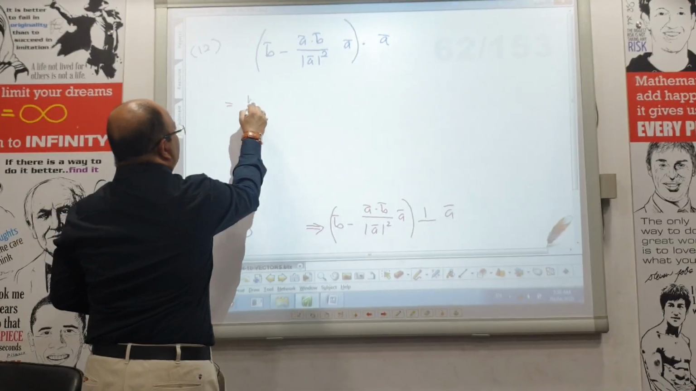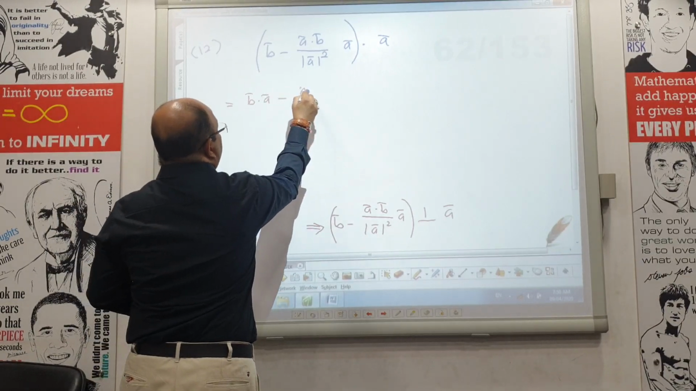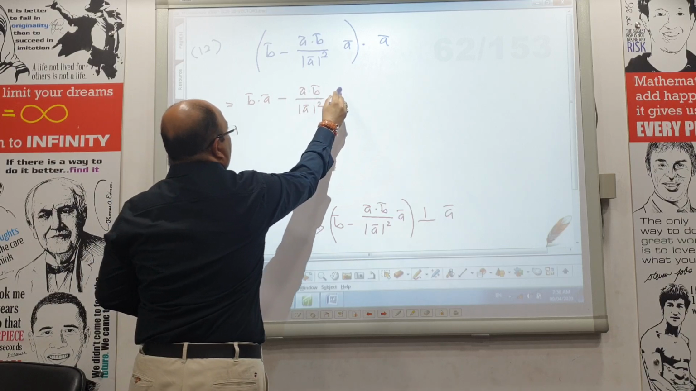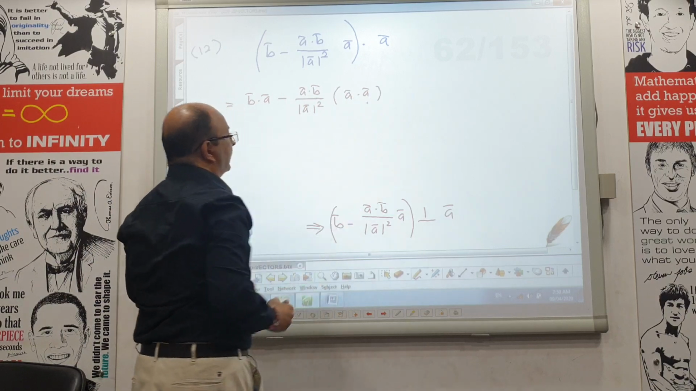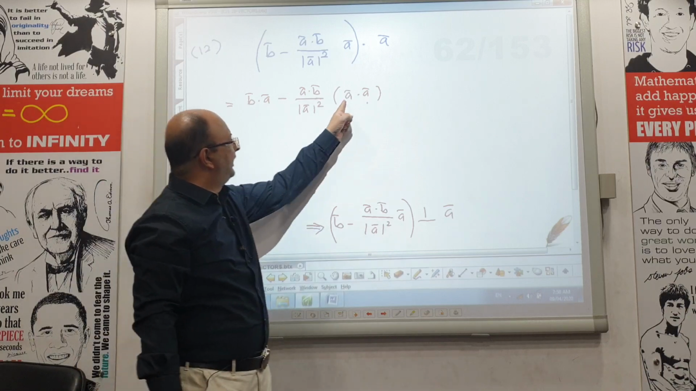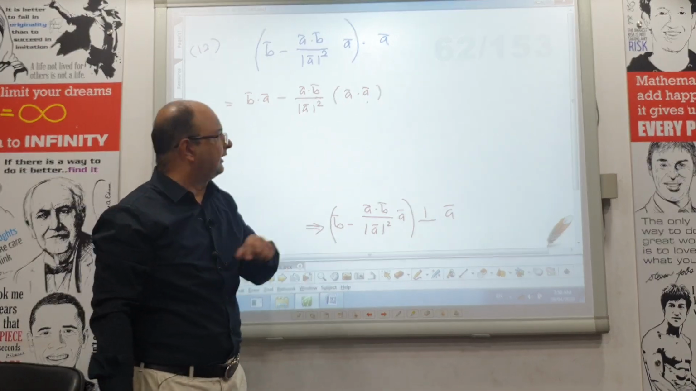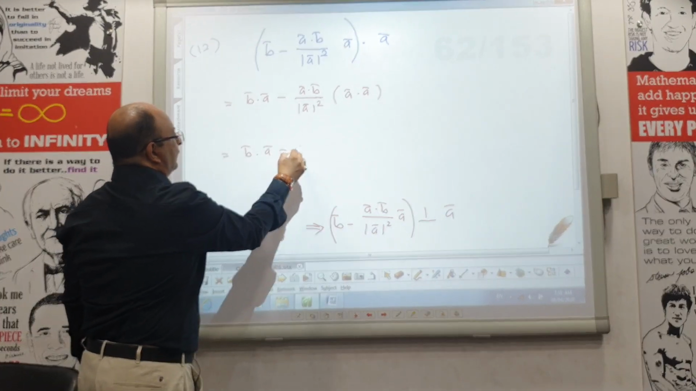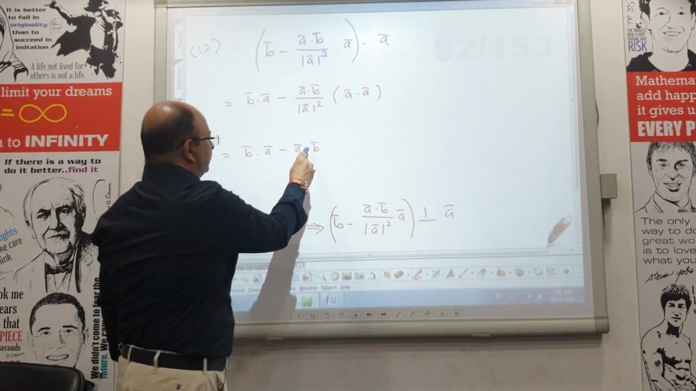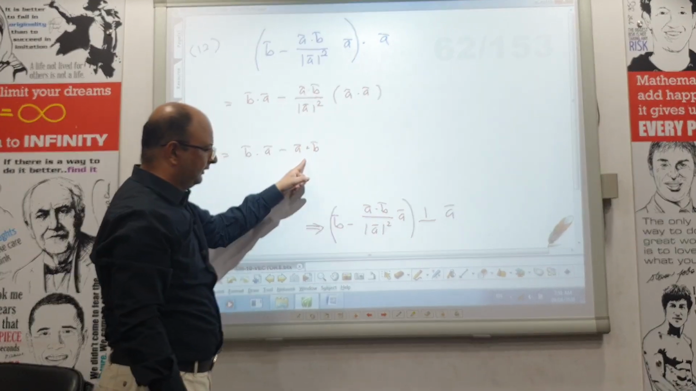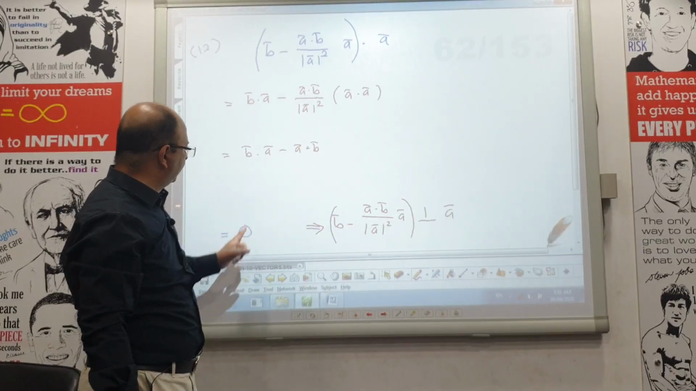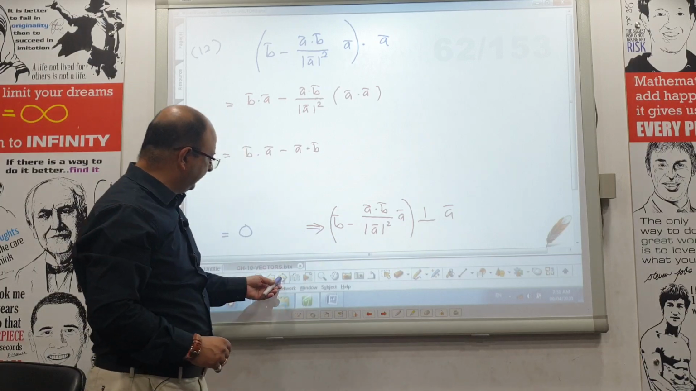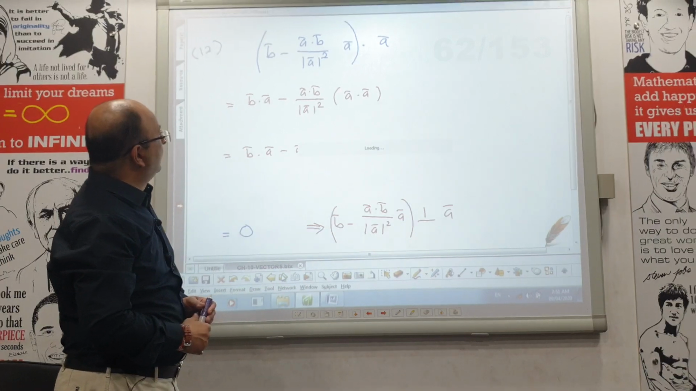Let's go for this. B bar dot a bar minus a bar dot b bar upon mod a bar square being a scalar comes out, and inside you are left with a bar dot a bar. Now you can help me. What is a bar dot a bar? Mod a bar square. Mod a bar square cancel, and that will give me b bar dot a bar minus a bar dot b bar. This mod a bar square cancels, and you are left with b bar dot a bar minus b bar dot a bar, which is 0. So these two vectors are perpendicular. Is it? We go for one more example.